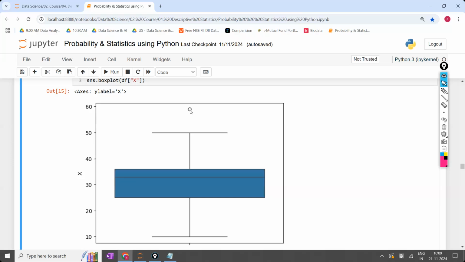Sir, can I do both simultaneously? Outliers are available, sir. How do I clean the outliers now? Should I drop the outliers? That is the next stage.